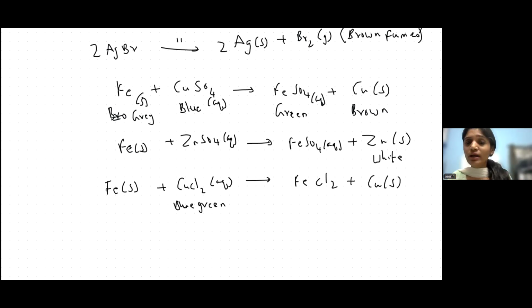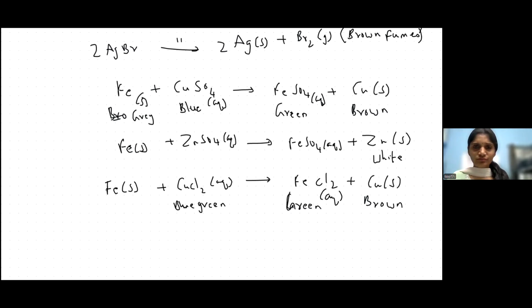which color will it be? It will be brown color. Copper will be in brown color. Clear? Copper will be in brown color, and here the physical state is aqueous. Now ferrous chloride will show a light green kind of color. These reaction colors are not so important, but if you want to remember them, you can happily remember them.